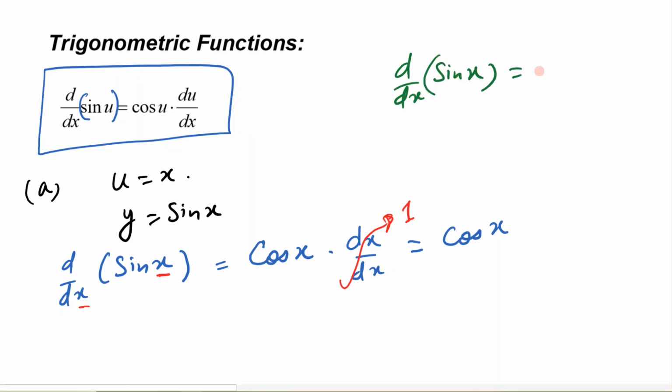But if you have something else in place of x, then we need to use the chain rule, which is shown here. So if you have u in place of x, then you need to apply the chain rule.